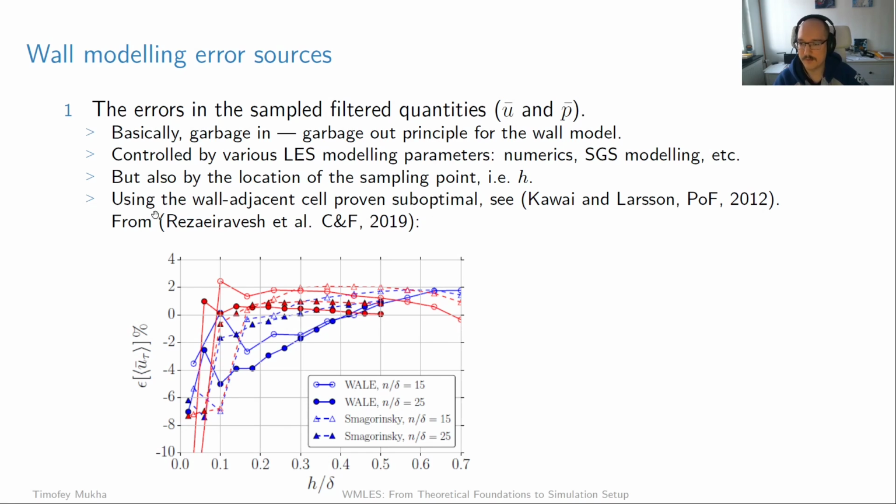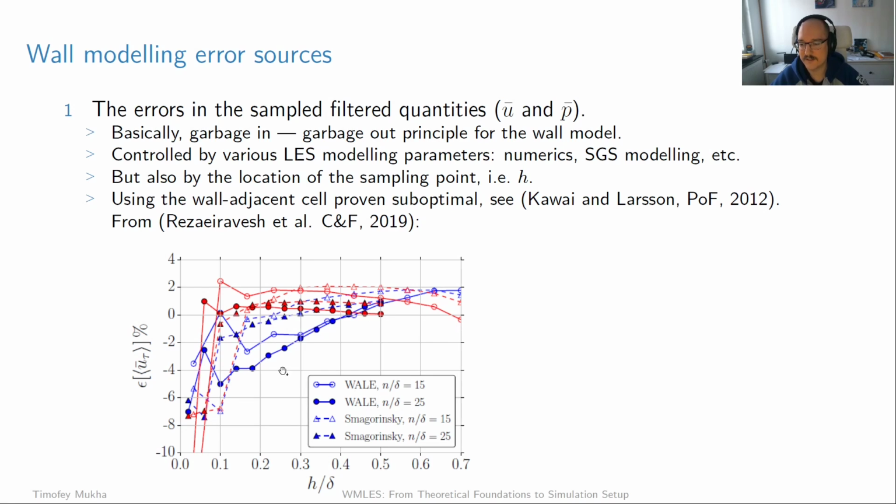This is something from a paper where I'm a co-author of this figure. It's Reza Ravesh, Computers and Fluids 2019. And what we see here is the error in the friction velocity. On the x-axis we have the sampling height, h, and we divide it by the boundary layer thickness here, or the channel half height. This is from channel flow simulations. And there are a bunch of different curves corresponding to different simulation parameters. There are different SGS models and different grid resolutions, etc. But that's not particularly important for us.